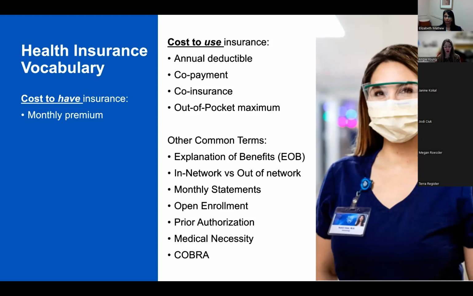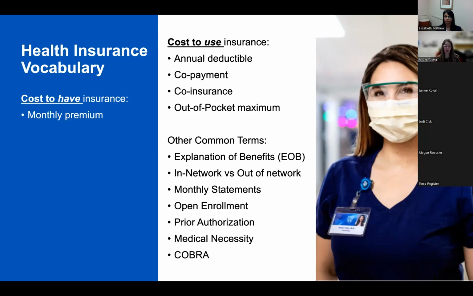Your out-of-pocket maximum, that is the total out-of-pocket dollar amount that you would need to pay in the year for your insurance. So that dollar amount can vary for each patient. Sometimes it's $2,000, sometimes it's $5,000, sometimes it's $10,000. But once you hit that out-of-pocket maximum, most times your insurance company will cover things at 100%.